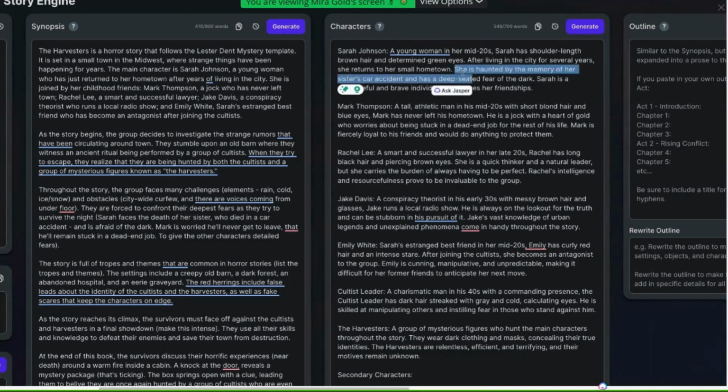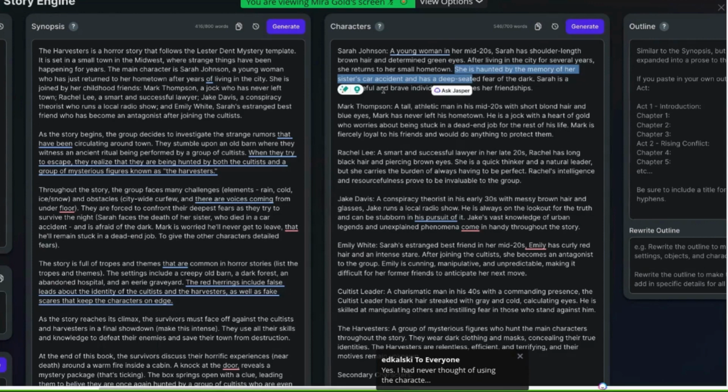Now, keep in mind, I put this in here. She is haunted by the memory of her sister's car accident and has a deep-seated fear of the dark. So I put that information into my synopsis, and that carried over into my characters. Now, do I want to write every single chapter with that information in there? Probably not, because in every chapter she's going to be scared of the dark, and there's going to be some scene that's going to throw her into the dark.